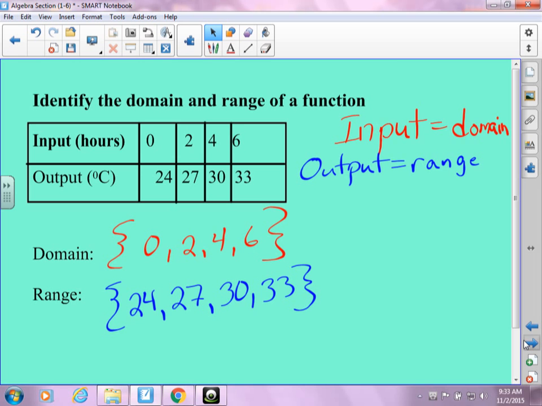Questions on that? Waiting for a couple of you to write this down. Any questions on this? This is not an ordered pair, this is just a list. All right. Let's move on.